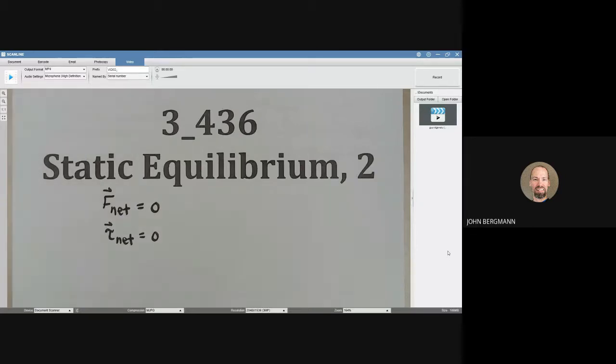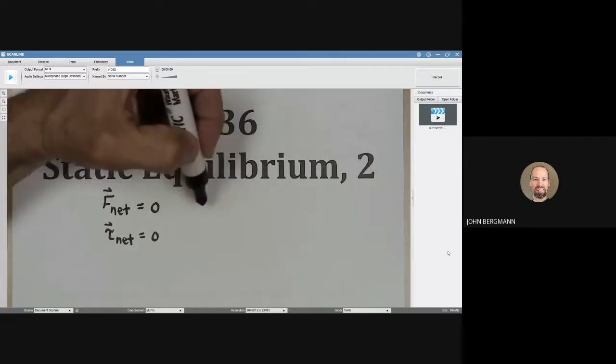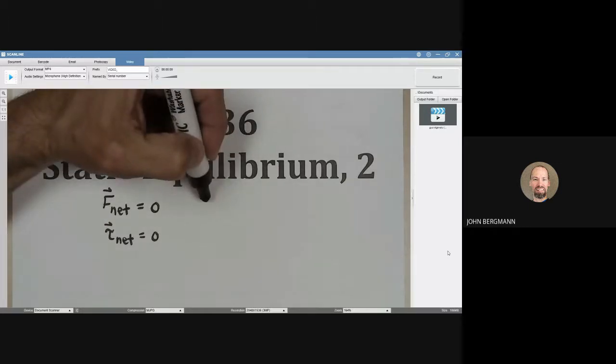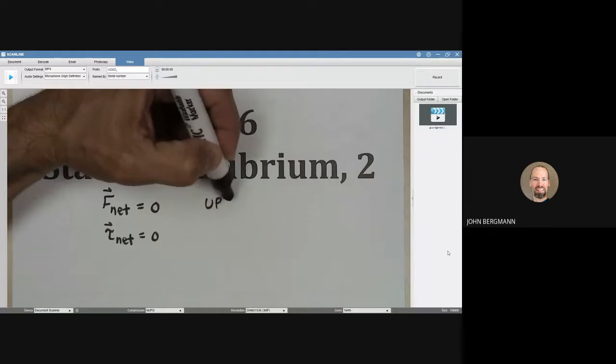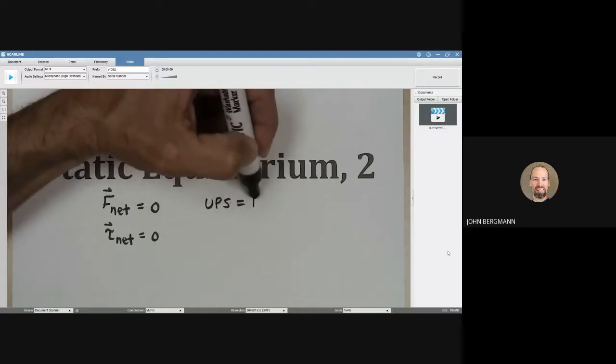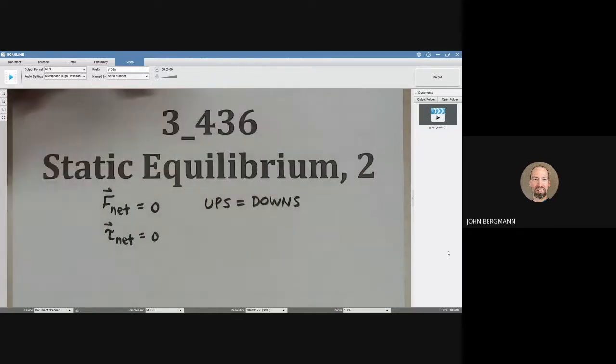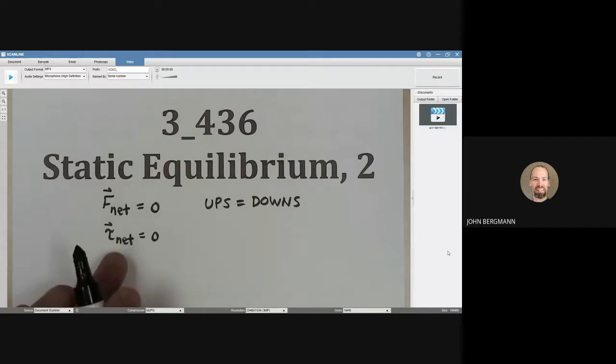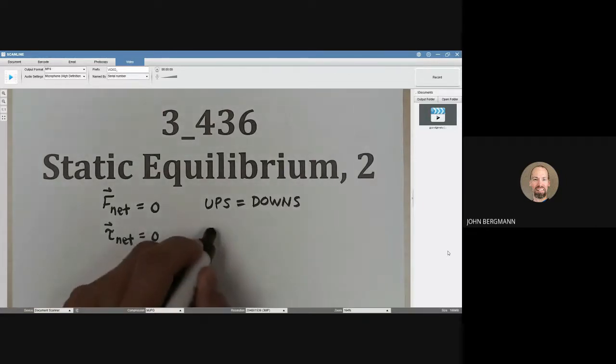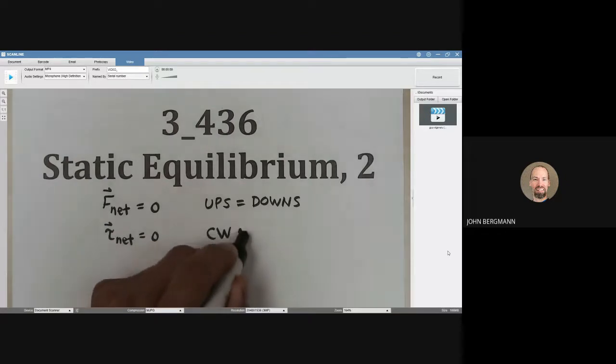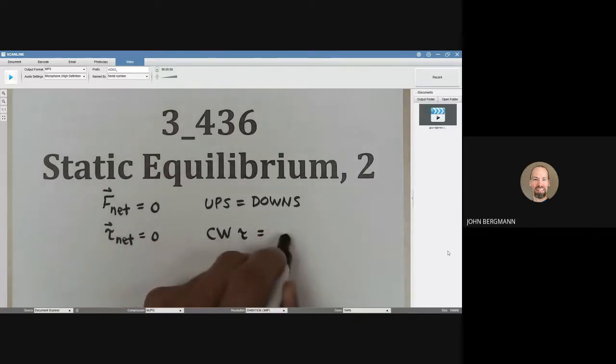In terms of a beam problem, which has weights on the top of it and is being supported at certain points on the bottom, the net force being 0 means that the ups have to equal the downs. The forces acting up need to be numerically equal to the forces acting downward, and the net torque being 0 means that the clockwise torques have to be numerically equal to the total of the counterclockwise torques.